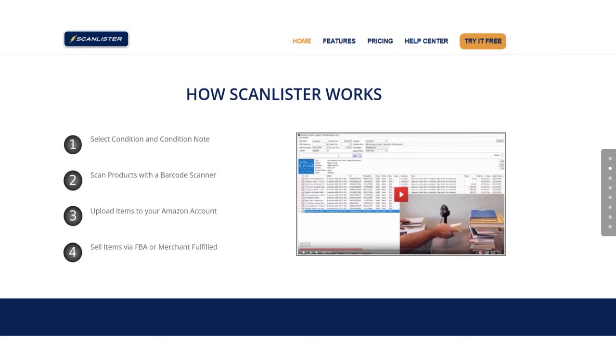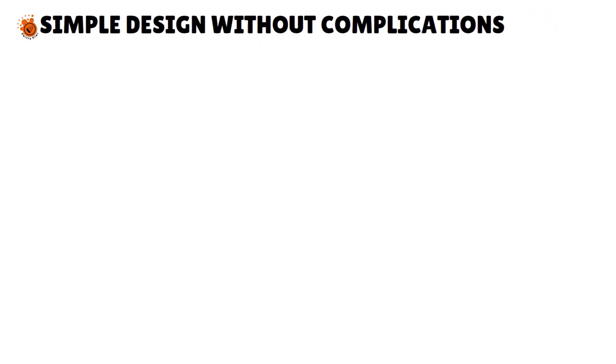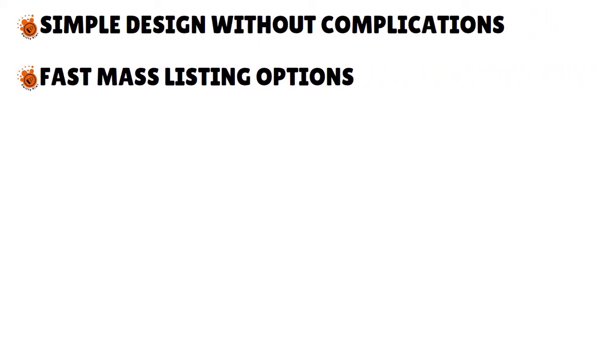Okay, and so overall, the product provides a vast constellation of services. It is very easy to use, and it delivers real-time results. The good thing also is that you have access to key features: a simple design without complications and fast mass listing options. Mass listing is really important because you don't want to waste time manually listing item by item by item. You want to automate the whole thing.